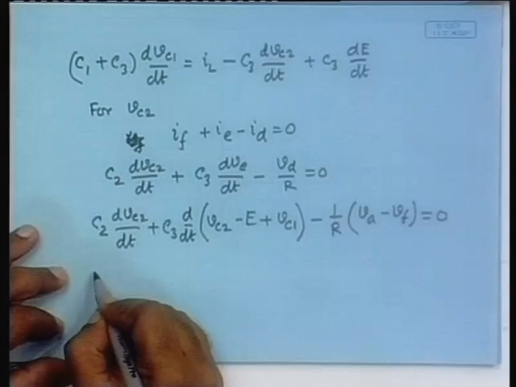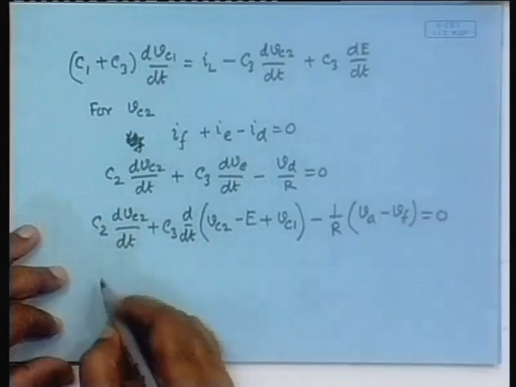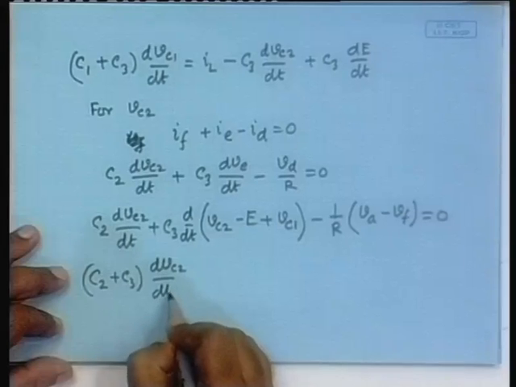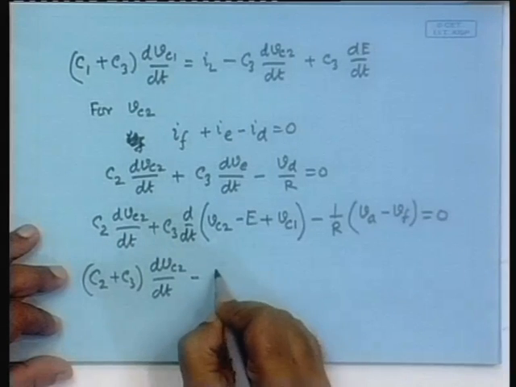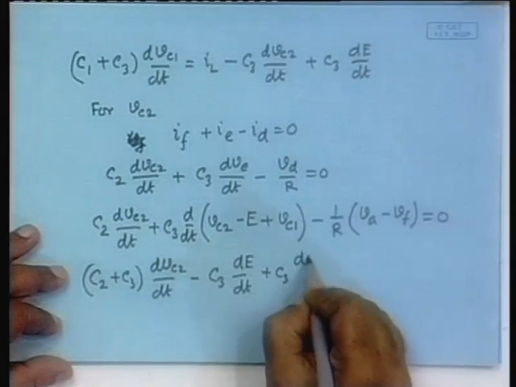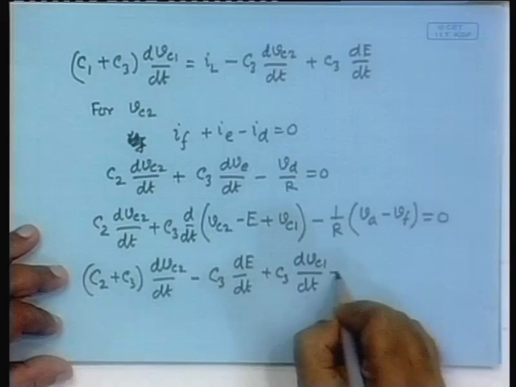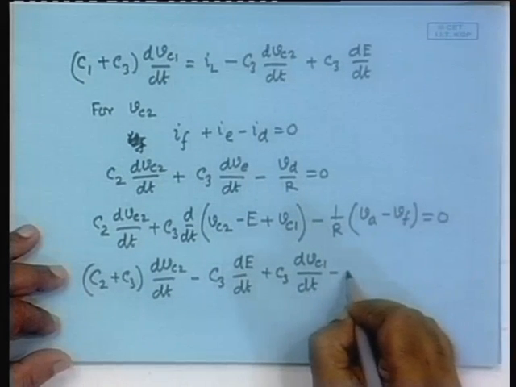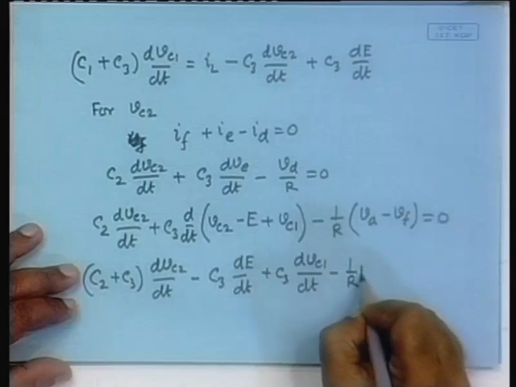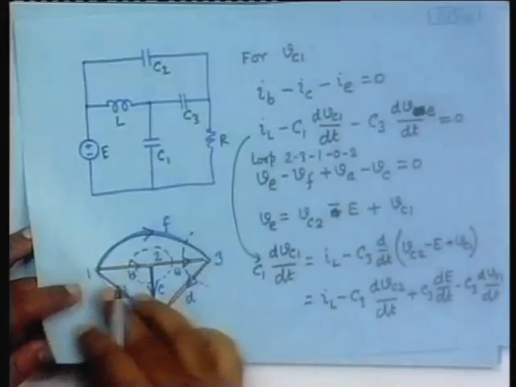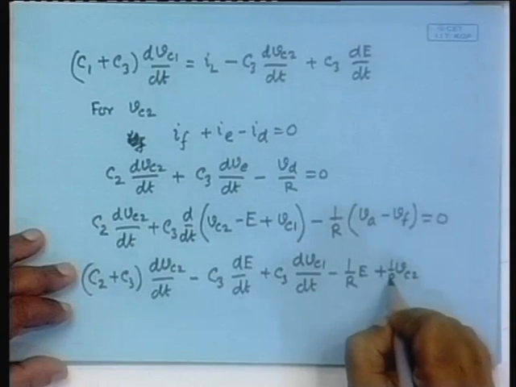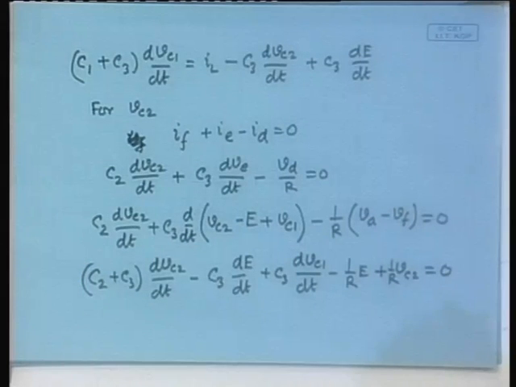Fine, now expand it. This appears twice, so C 2 plus C 3 d V C 2 d t minus C 3 d E d t plus C 3 d V C 1 d t minus this 1 by R V A E, right, E plus V F is V C 2, okay.